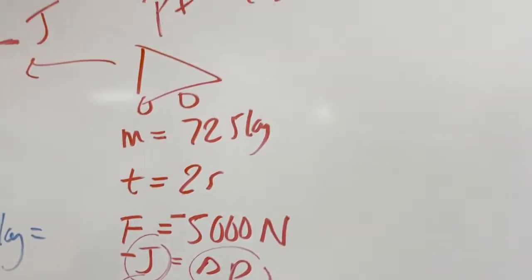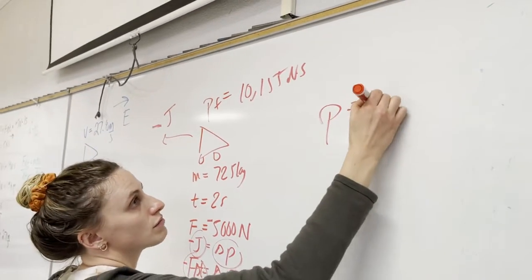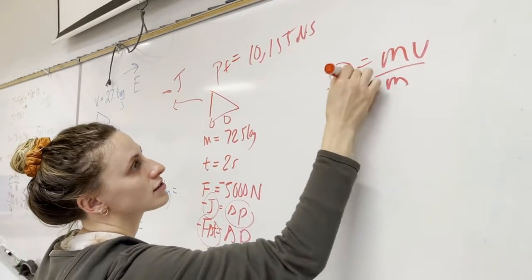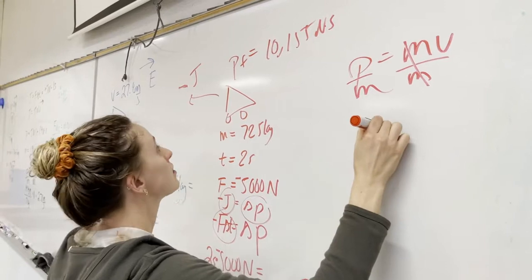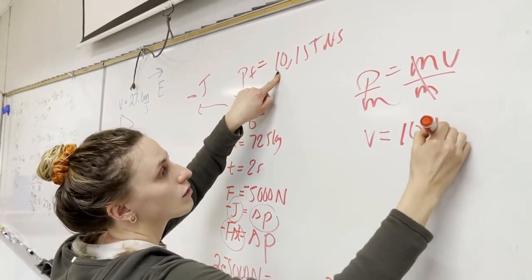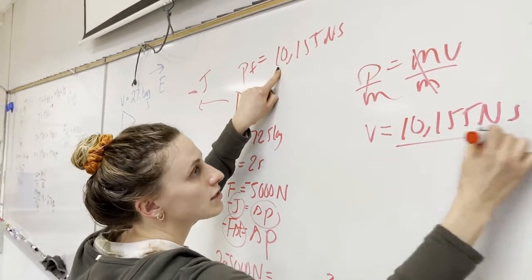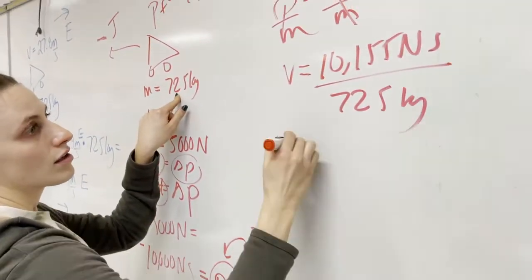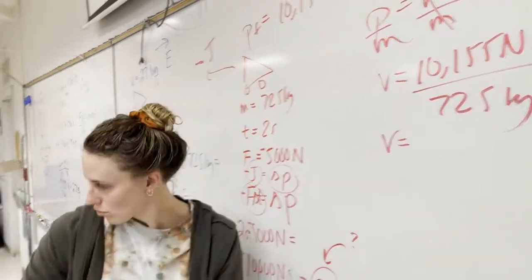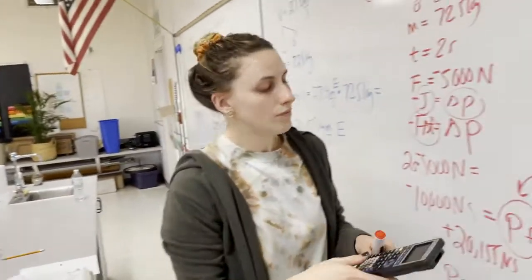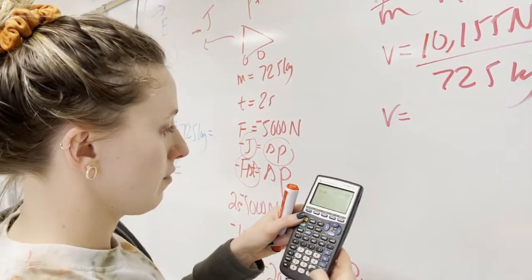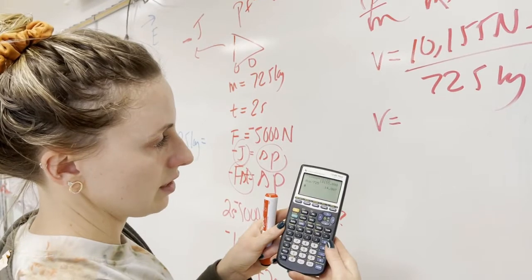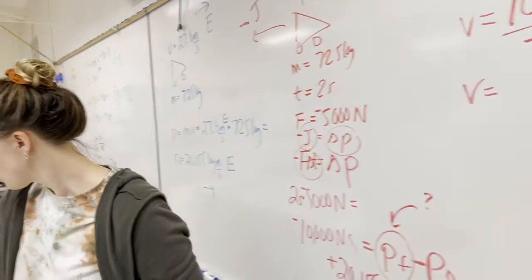And the last thing it asks for is how fast is the car going? What's the velocity of the car now? How fast is it going? So momentum is mass times velocity, and we just divide by mass. Velocity is going to be 10,155 Newton seconds divided by the mass, 725 kilograms. So 10,155 divided by 725, and I get 14 meters per second.